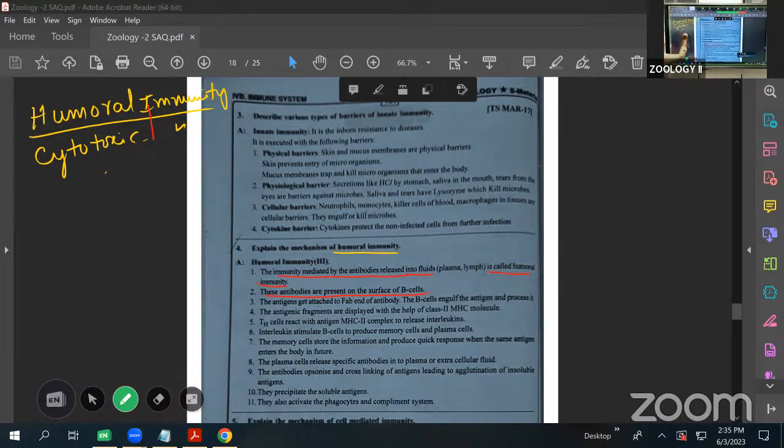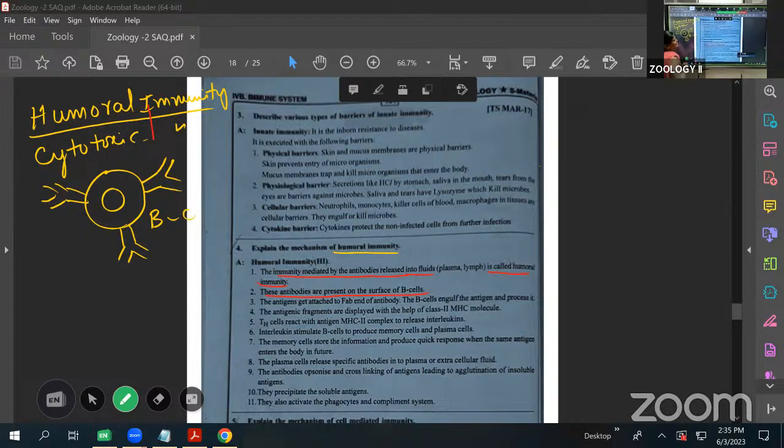See this one. This one is the B cells. You know the diagram about the B cell. The B cell has the antibodies on its outer surface. Antibodies are present like this. Every time B cell means draw the diagram like this only. This one is a B cell.